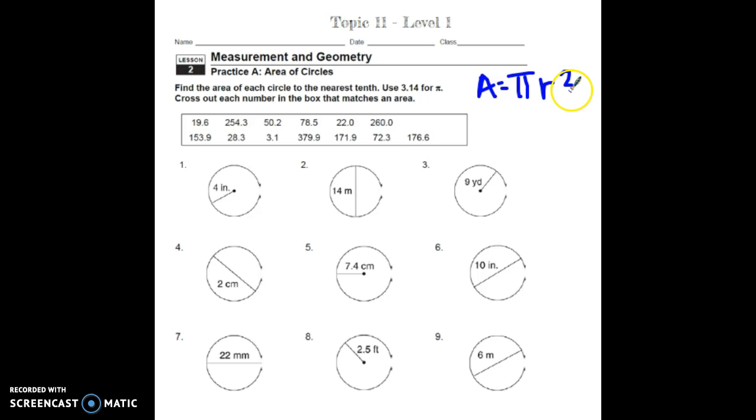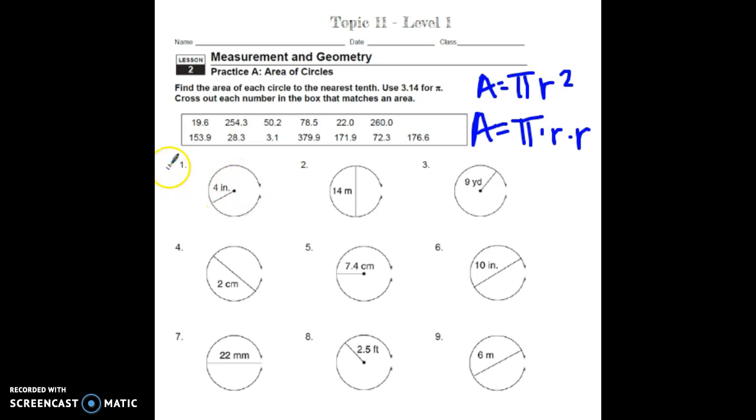Now remember that r squared does not mean that it's the radius times 2. It actually means that we're going to take our pi and multiply it by the radius and by the radius again. R squared means r times r. Okay, so in this circle here, you'll see that the radius is given to us and the radius is 4.